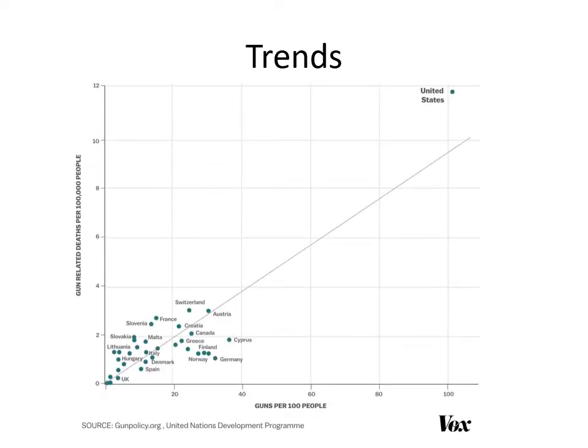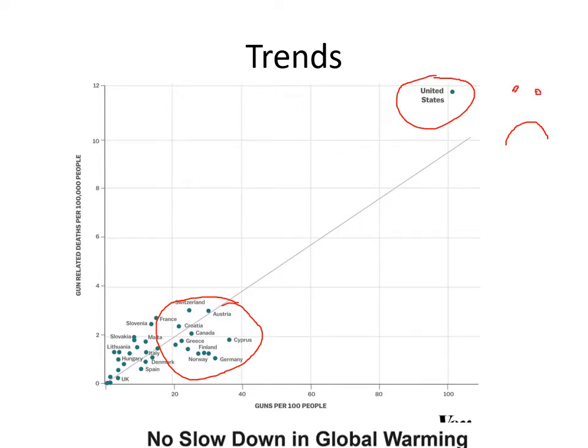Here, for example, we have a trend about guns in different countries. You see, most countries don't have a lot of guns, but in general, the trend is the more guns you have, the more people die. So look at America. Yay. We have a lot of dead people because of guns. That's not very happy. So that's bad.